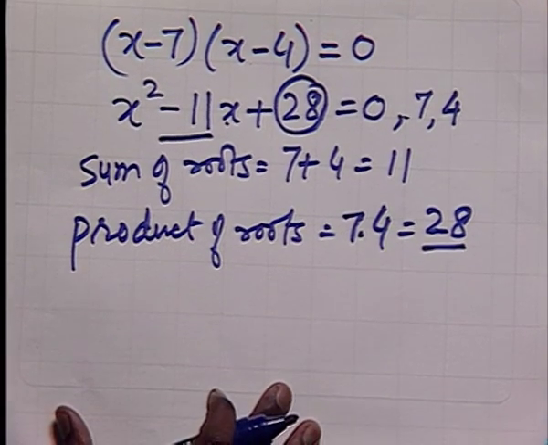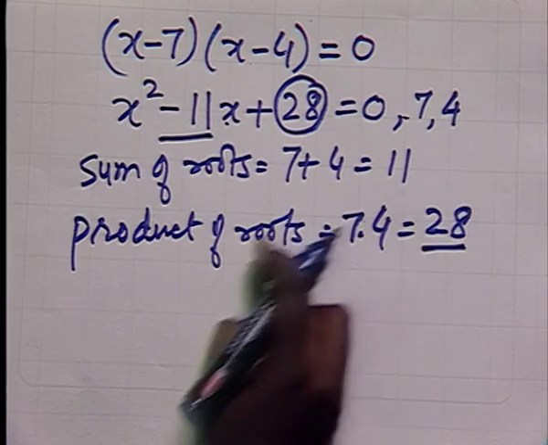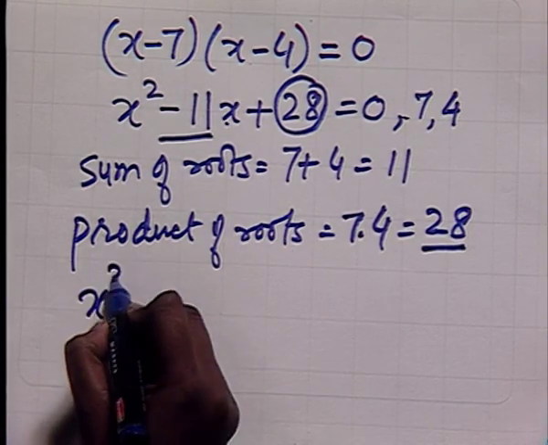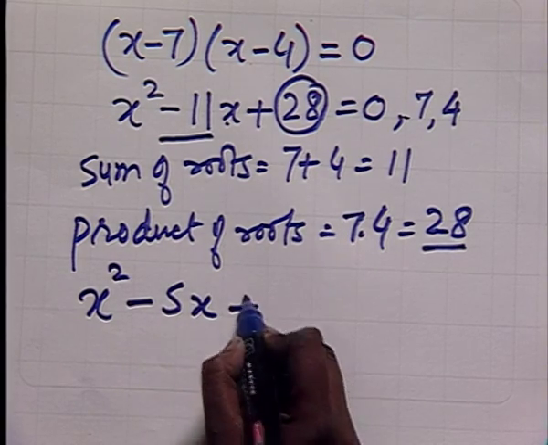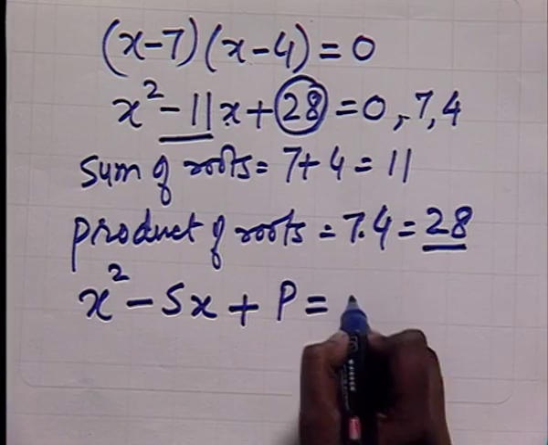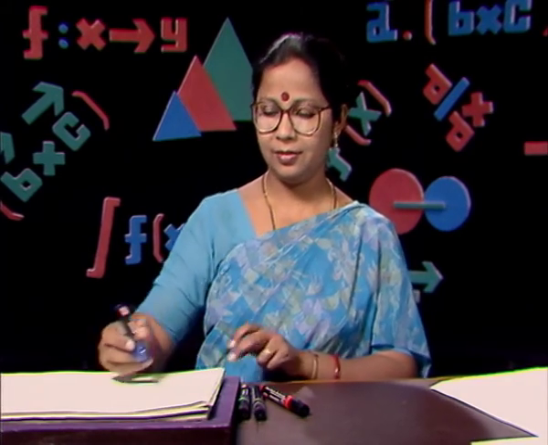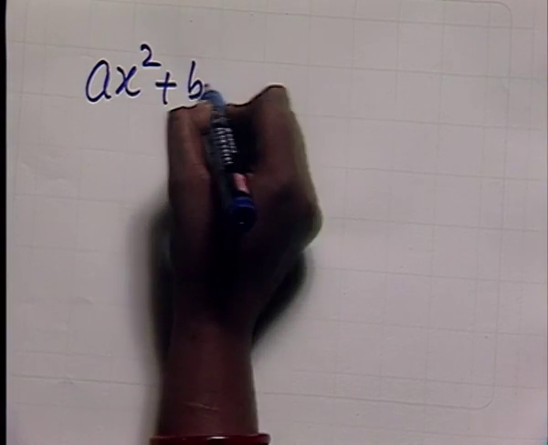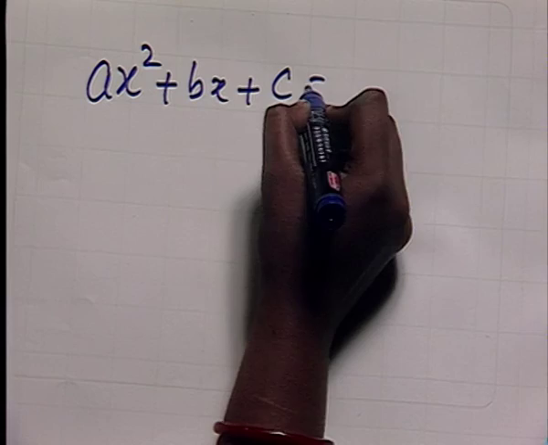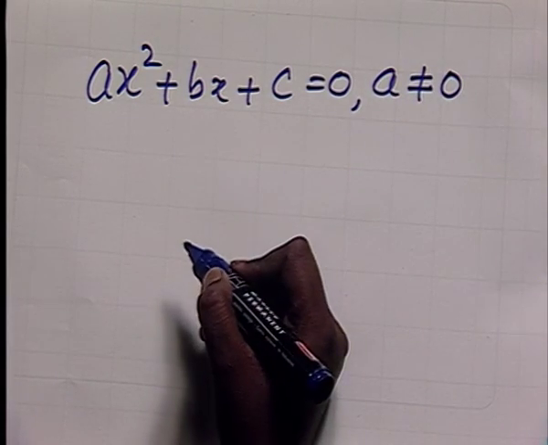So, again we can say that given the roots of the equation, it will become x square minus sum of the roots into x plus product of the roots is equal to 0. Consider the equation ax square plus bx plus c equal to 0, where a is not equal to 0.